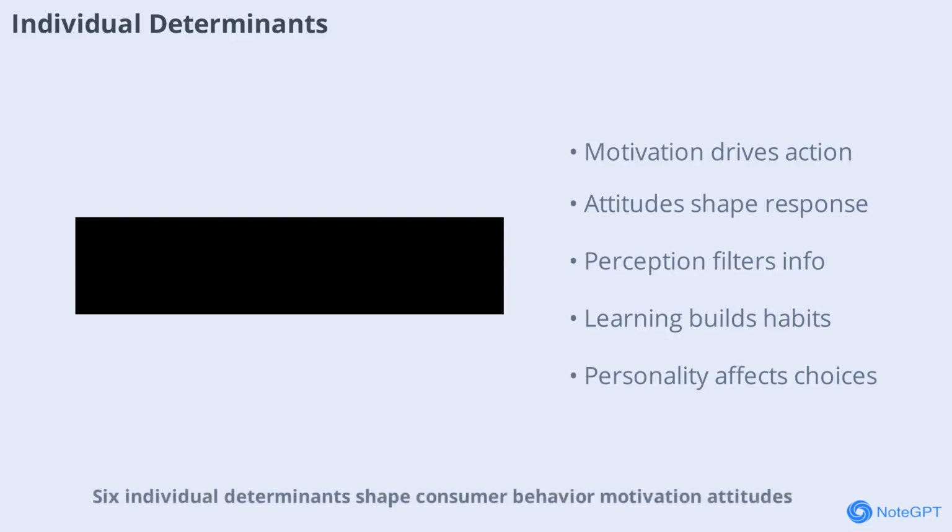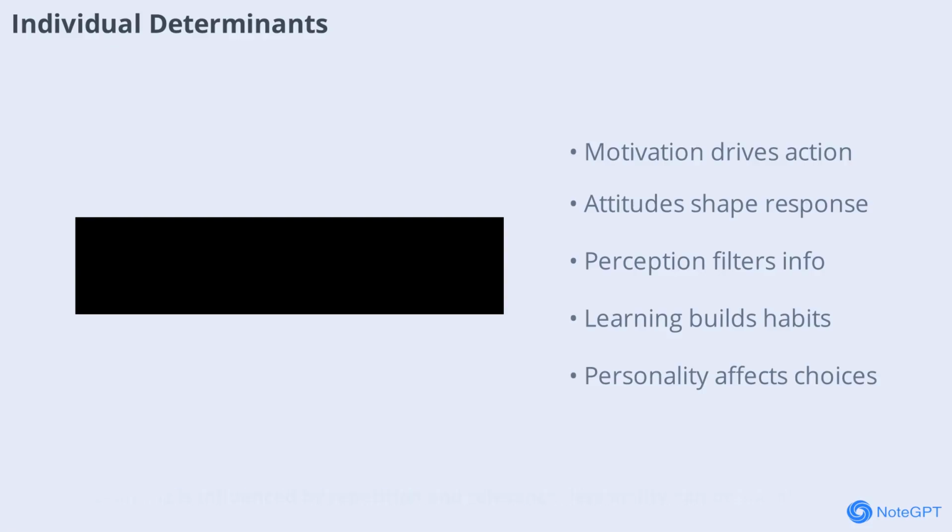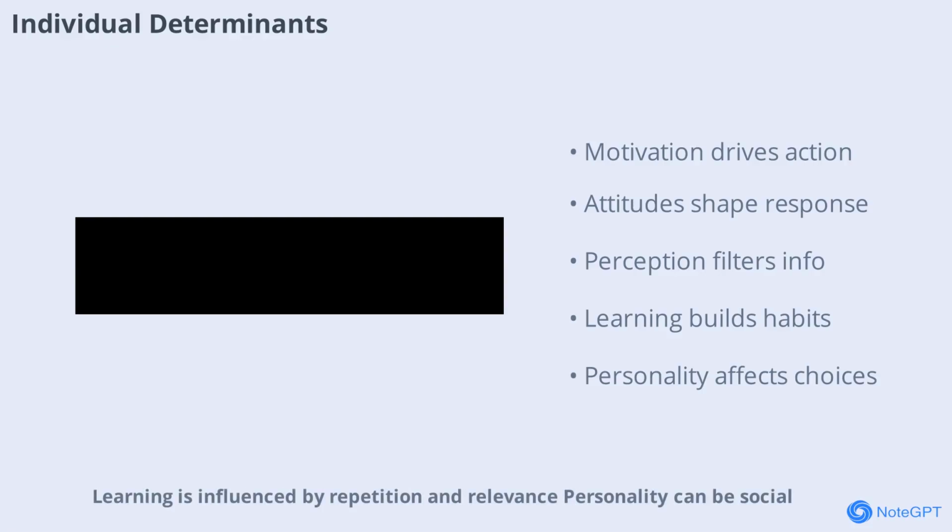6 individual determinants shape consumer behavior: motivation, attitudes, perception, learning, personality, and lifestyle. Motivation is the internal driving force from unsatisfied needs. Attitudes are learned tendencies to act favorably or unfavorably. Perception involves selective exposure and interpretation. Learning is influenced by repetition and relevance. Personality can be social, competitive, or avoidant. Lifestyle is measured by activities, interests, and opinion. Understanding these helps marketers predict and influence consumer choices.